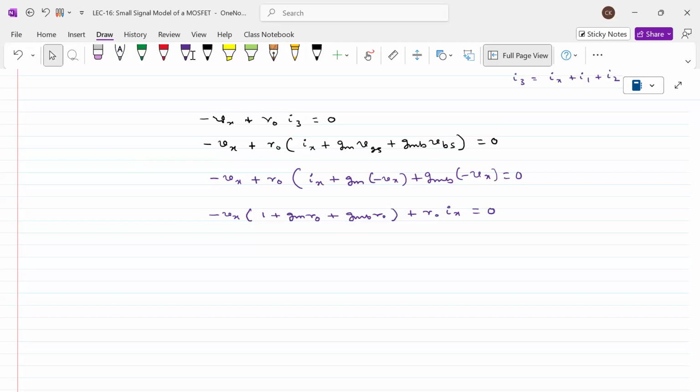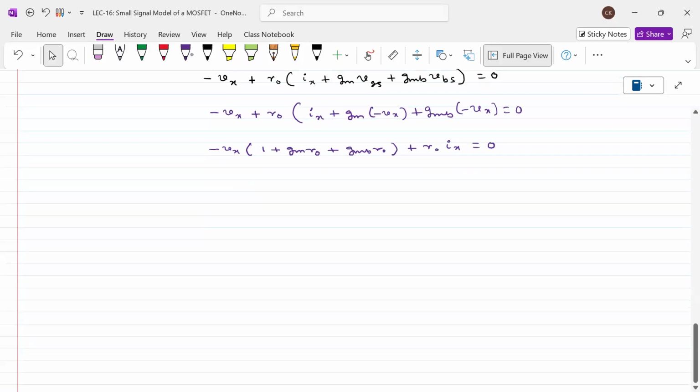We have taken Vx as common. It is possible that this value is far higher. R0 is actually 20 kilo ohms, and gm is also a big number. Altogether, the product is a big value. So the 1 is very small compared to that one. That's the reason why I can remove 1. I cannot remove gm, I can remove 1.